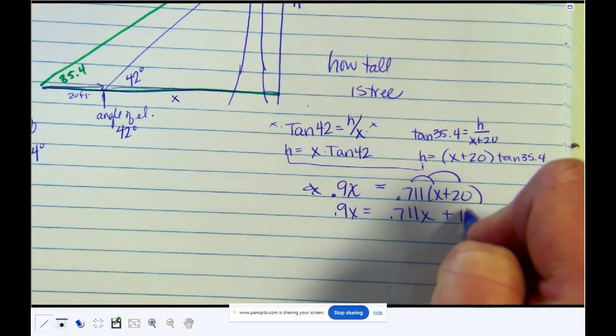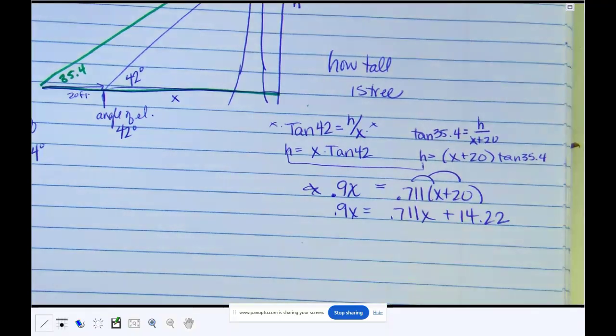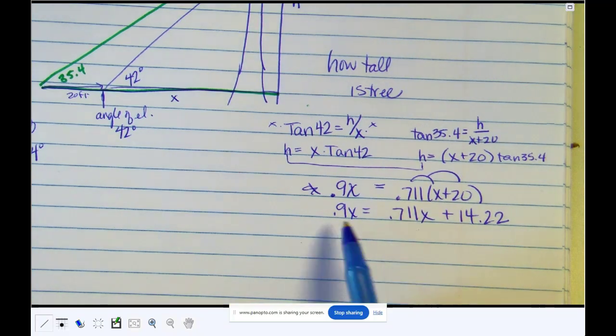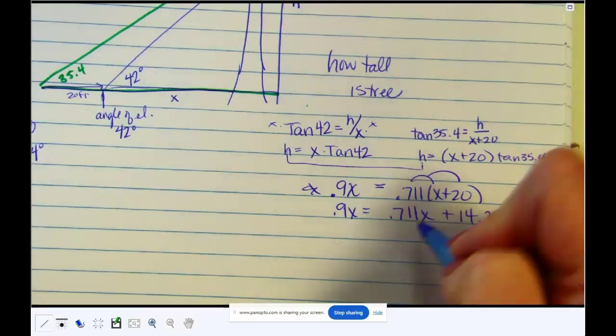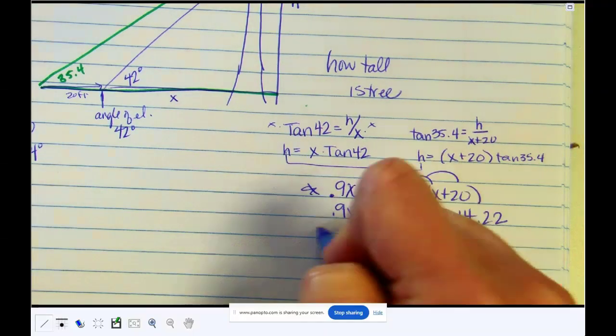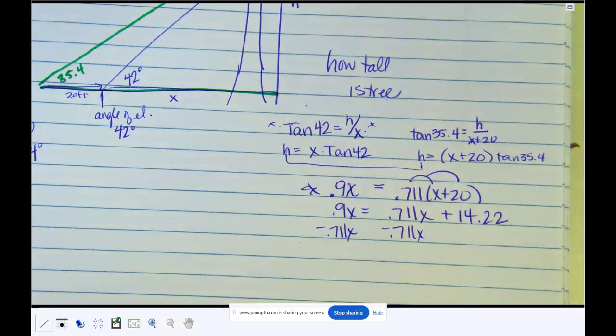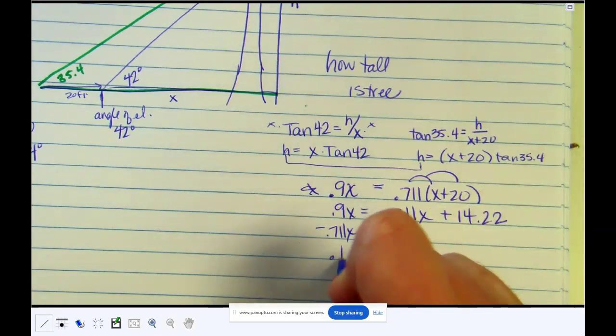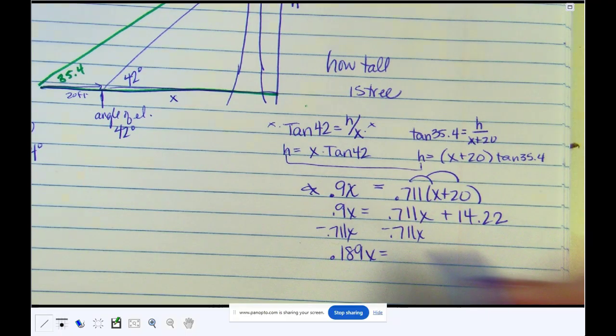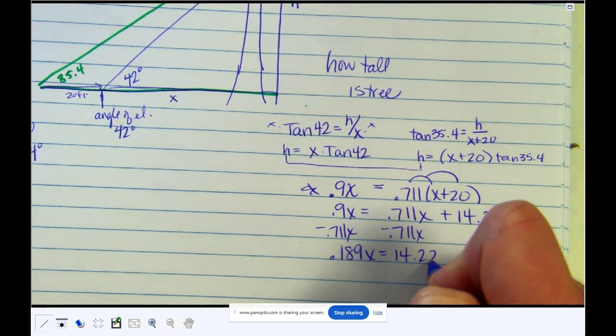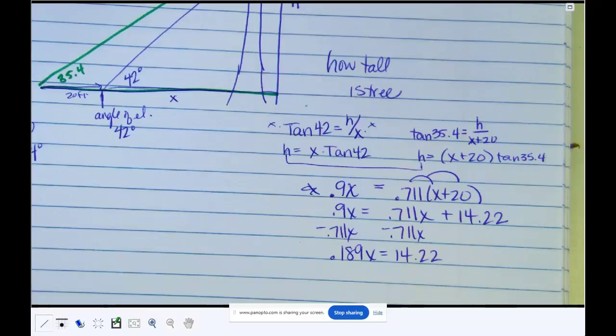plus 14.22. Okay, what are you going to do, folks? This guy has to move to the other side. You've got to subtract. So you have 0.189x is equal to 14.22. So divide.